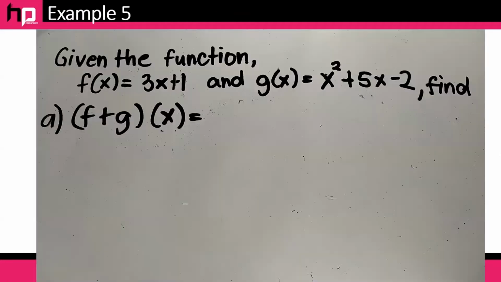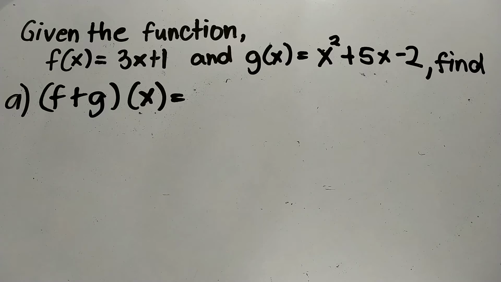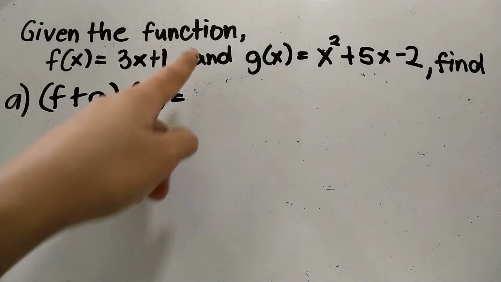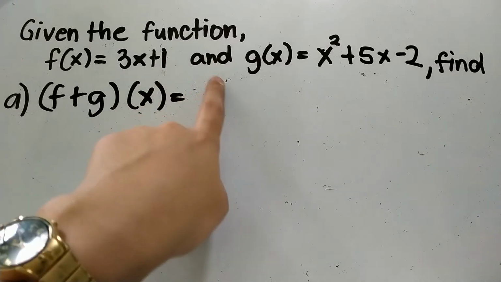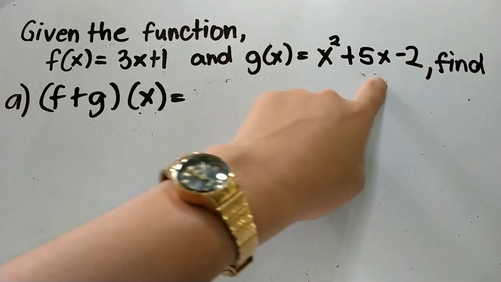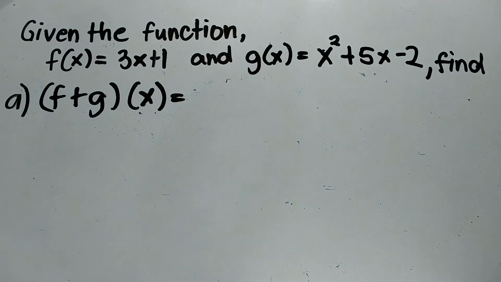So, let's have an example. Ito yung sa addition. This is the example on how to find the sum of two functions using operations on functions. And our first example is about addition of functions. So we have the given function f of x is equal to 3x plus 1 and g of x is x squared plus 5x minus 2. Let's look for f plus g of x.